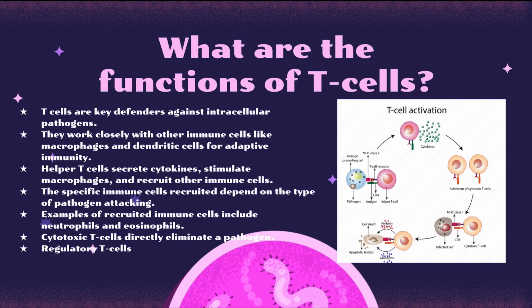What are the functions of T cells? T cells are key defenders against intracellular pathogens. They work hand in hand with many other immune cells, such as macrophages and dendritic cells, for our adaptive immunity. Helper T cells often secrete cytokines, stimulate macrophages, and recruit other immune cells depending on what kind of pathogen is attacking, some examples being neutrophils and eosinophils. Cytotoxic T cells directly eliminate the pathogens, and regulatory T cells can basically keep the T cells at rest.